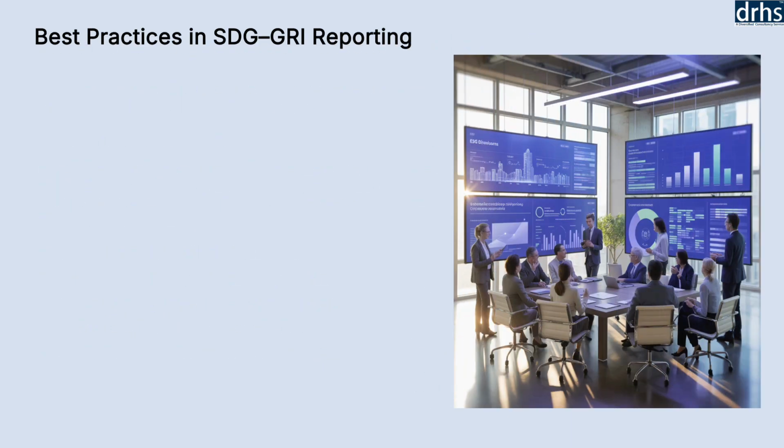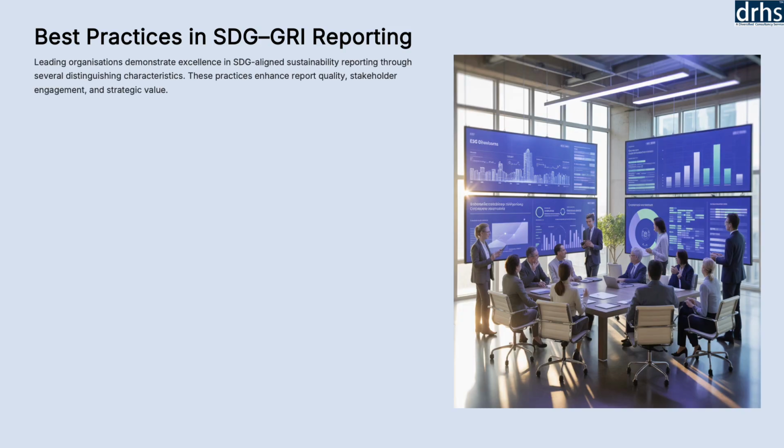Slide 12. Best practices in SDG GRI reporting. High-quality SDG, GRI reporting moves beyond symbolic alignment to deliver credible, decision-useful disclosures that demonstrate real-world impact. Leading organizations adopt a set of best practices that integrate strategy, data, governance, and assurance to strengthen transparency and stakeholder trust.